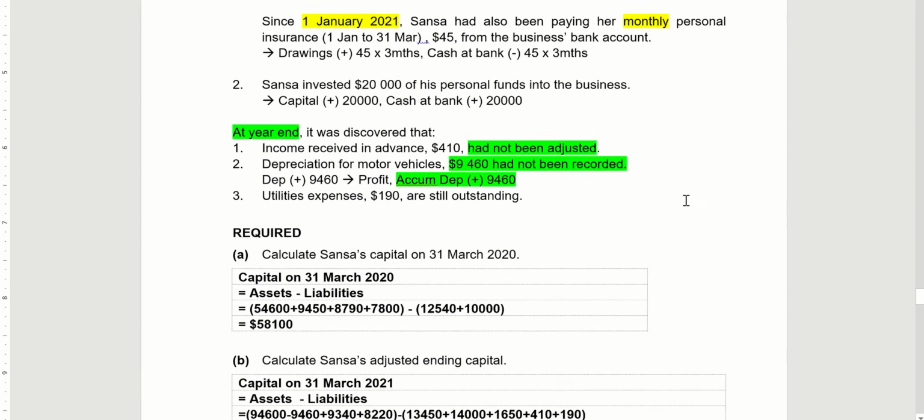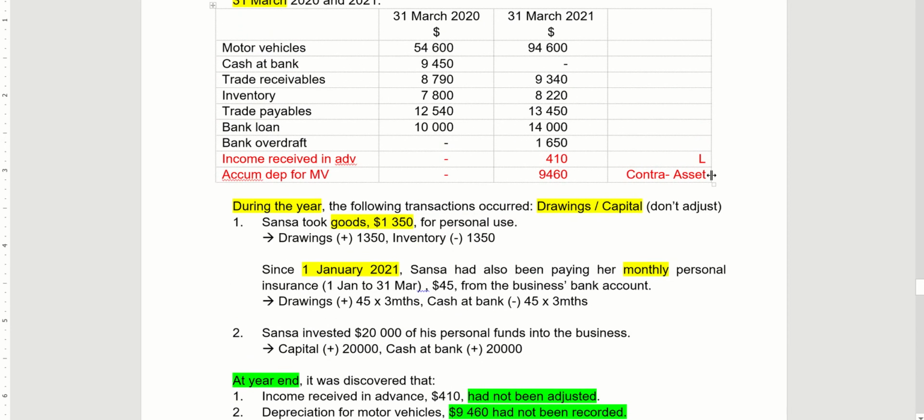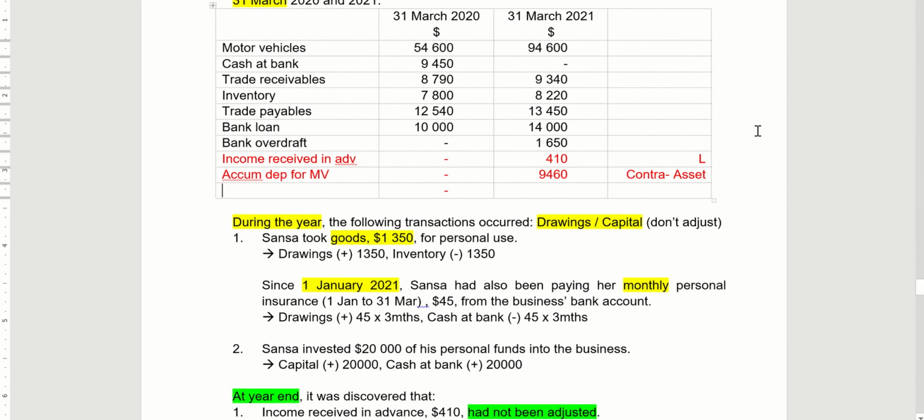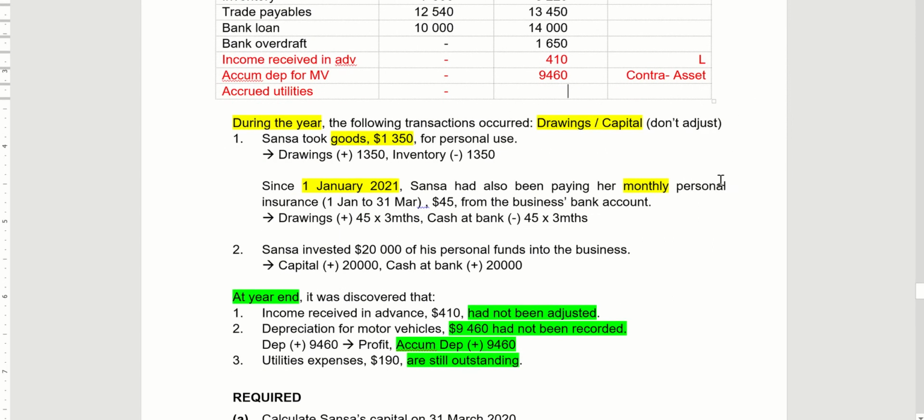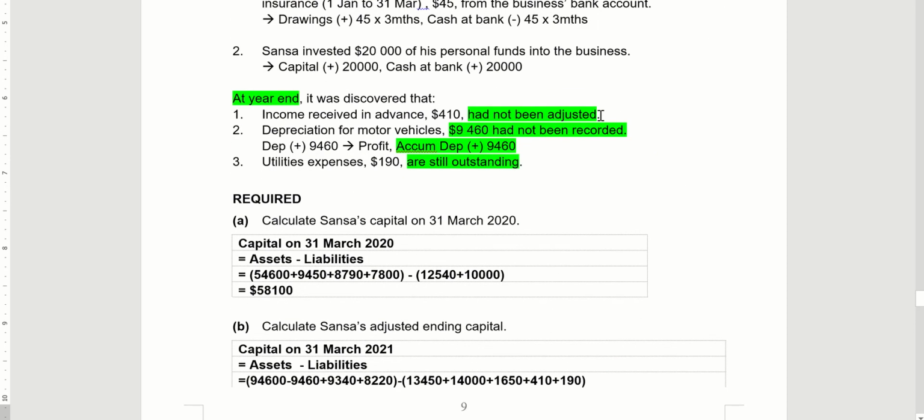Okay. Finally, they have utilities expense that is still outstanding, right? Because it's still outstanding, you have to create a new account called accrued utilities, and this is for $190, and it's a liability. It's still outstanding. All right. Now, what you need to do next is to calculate the opening capital.